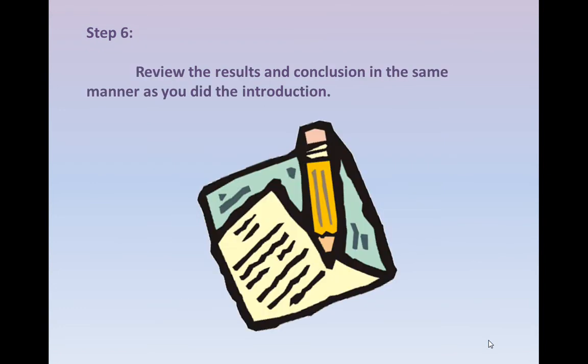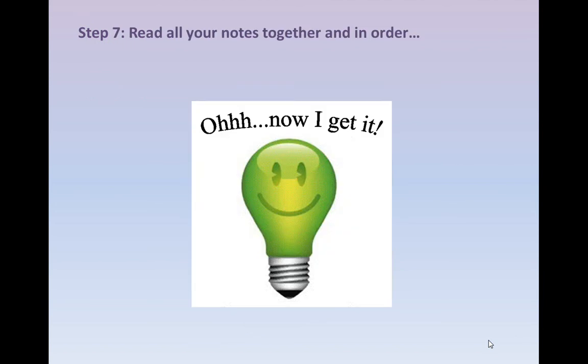Step 6. Review the results and conclusions in the same manner as you did the introduction. Back to looking at those paragraphs, stopping and taking notes in your own words to describe what you've just read. Step 7. Put all your notes together in order. Read them, not the paper, read your notes. Now, does it make sense? It should make a whole lot more sense than the first time you looked at it.